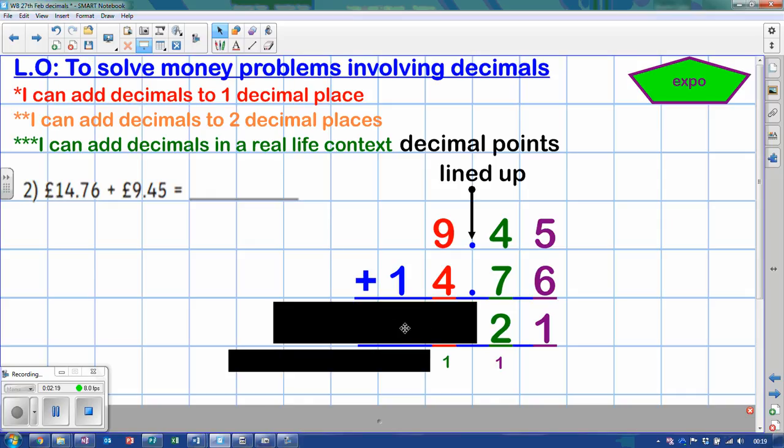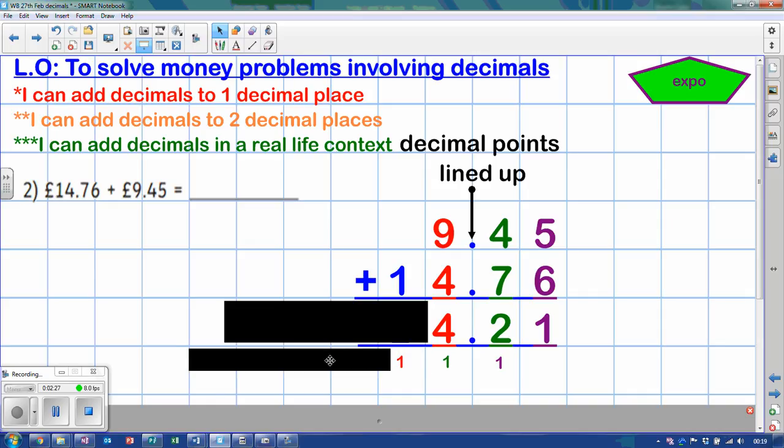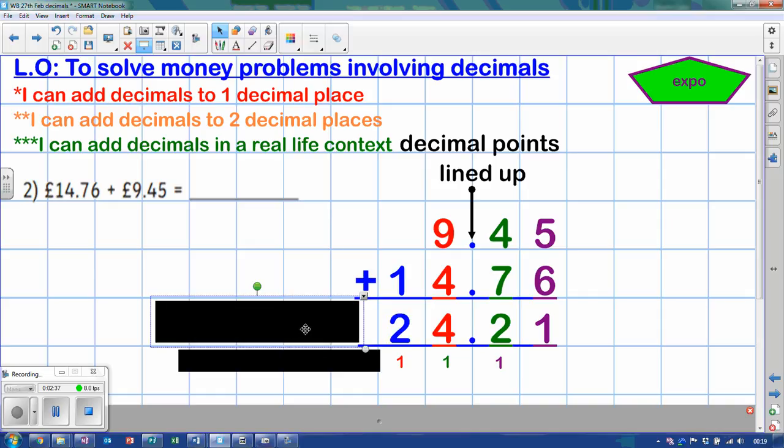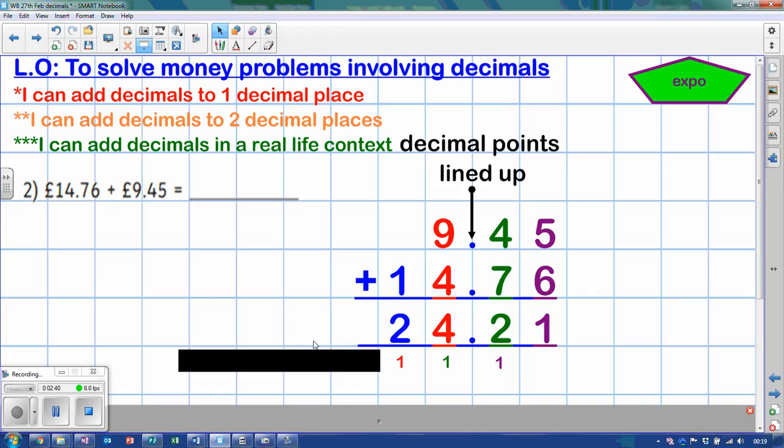Again, I need to carry here. I've got 4 units in the unit column, and the 10 units need to go into the tens column. And finally, nice and straightforward here, I've got 1 ten, add another 10, gives me 2 tens. So, the final answer to my question is £24 and 21 pence. And I would write that with the pound sign as an answer to my question up here.